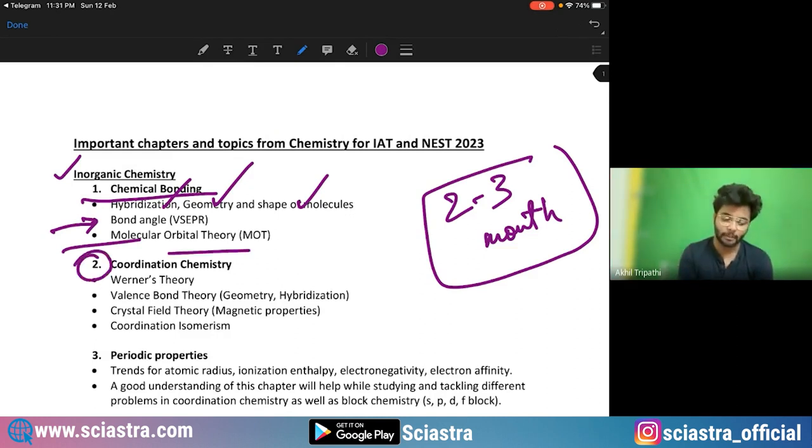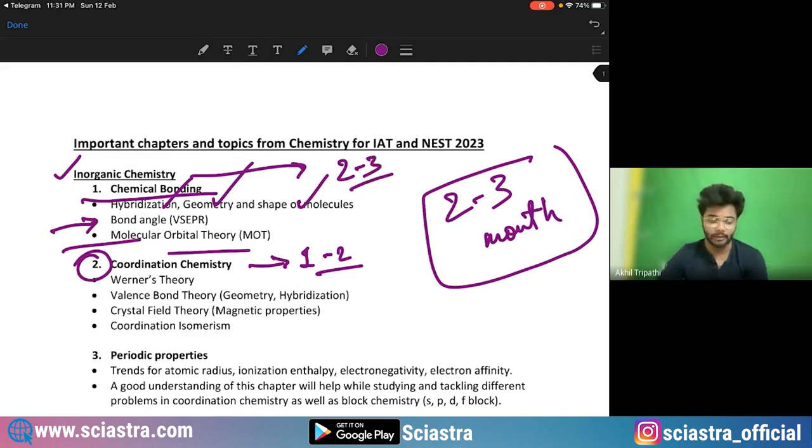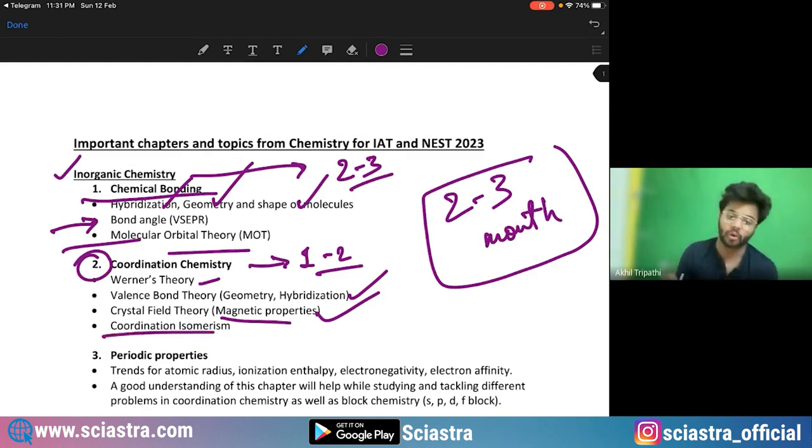Coming to coordination compounds, at least one and even two questions can come from here, guaranteed. Even 2 to 3 questions can come from here. Then, what are the important topics in coordination compounds? Werner's theory, valence bond theory, hybridization and geometry of coordination complexes. Then crystal field theory, especially the magnetic properties, whether it is going to be paramagnetic or diamagnetic. And then coordination isomerism.